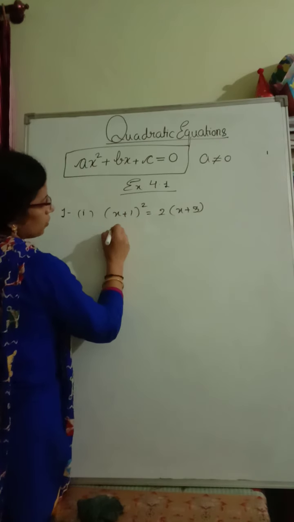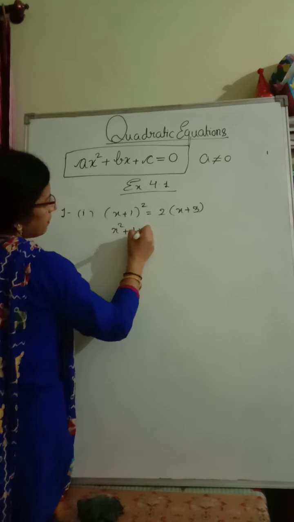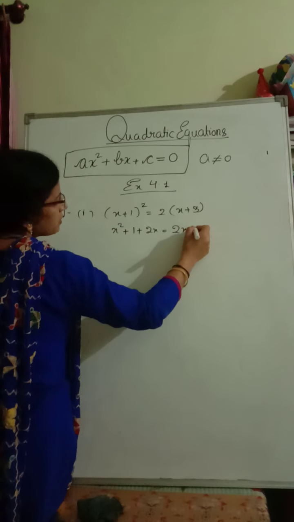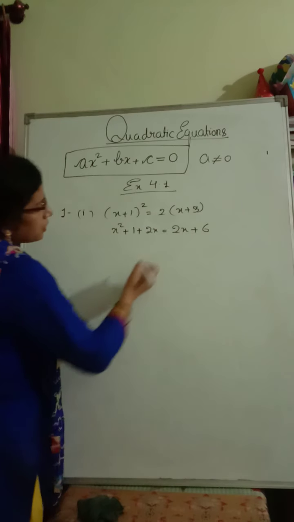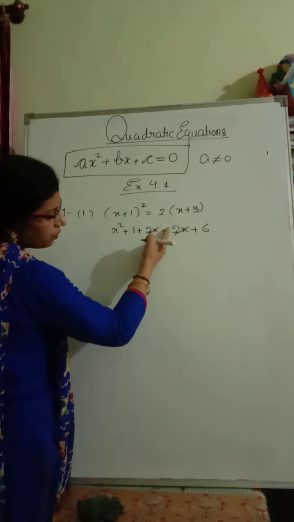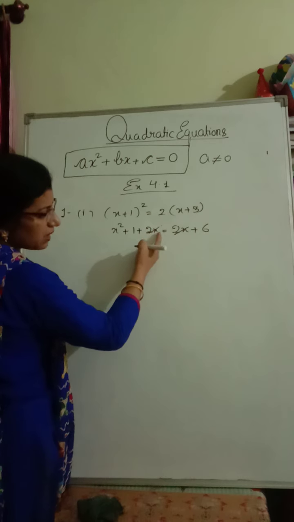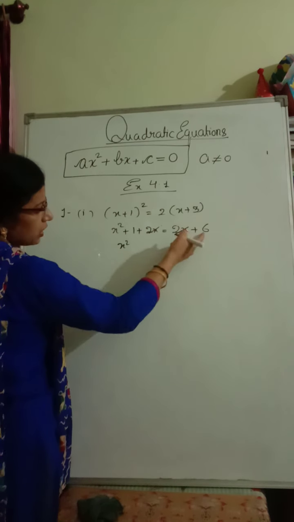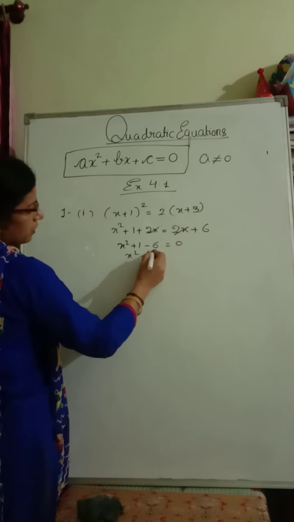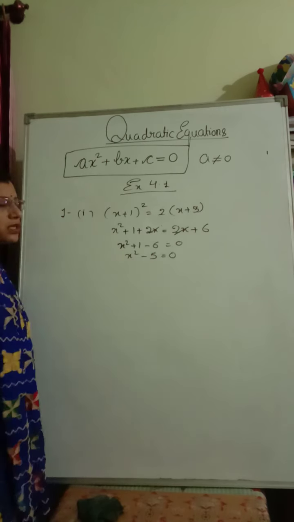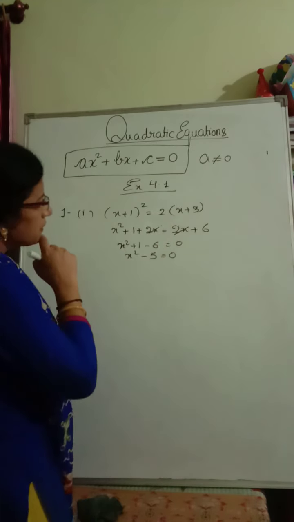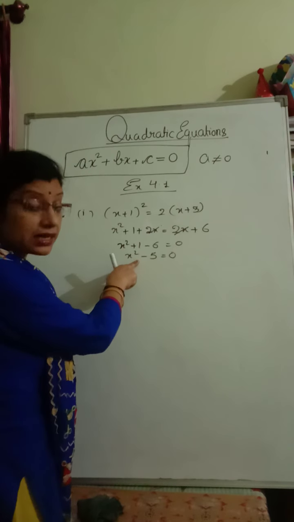So a plus b whole square is equals to a square plus b square plus 2ab. So x square plus 1 plus 2x equals to, multiply it inside, 2 into x, 2x, plus 2 threes are 6. 2x and 2x cancel out. How? 2x, if you bring it this side, the plus 2x will become minus 2x. Plus 2x minus 2x will cancel out. x square, bring it this side, plus 1 minus 6 is equals to 0. x square minus 5 equals to 0. So there is no x term. That means the x term is not there. So is it a quadratic equation?